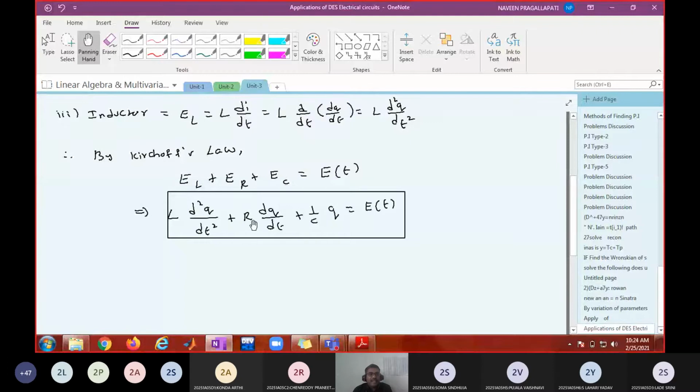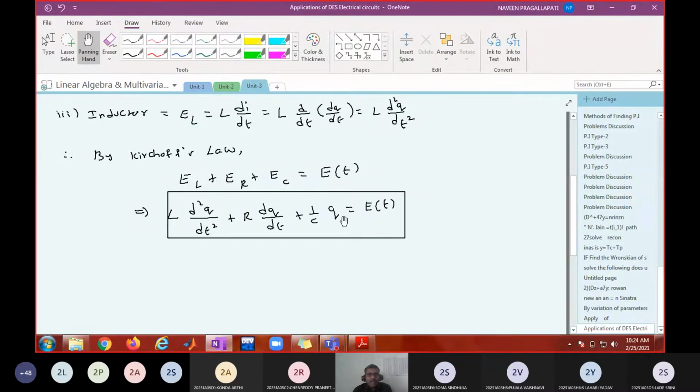L d²q/dt² + R dq/dt + (1/C) q = E(t). What are L, R, C? They are all constants, no? Yes, sir, they are constants. Therefore, it is a second order linear differential equation with constant coefficients.